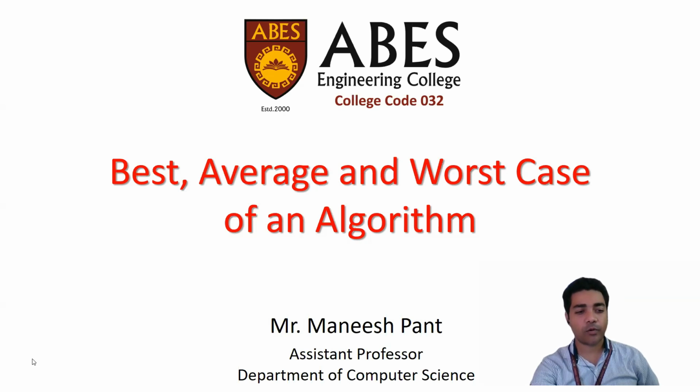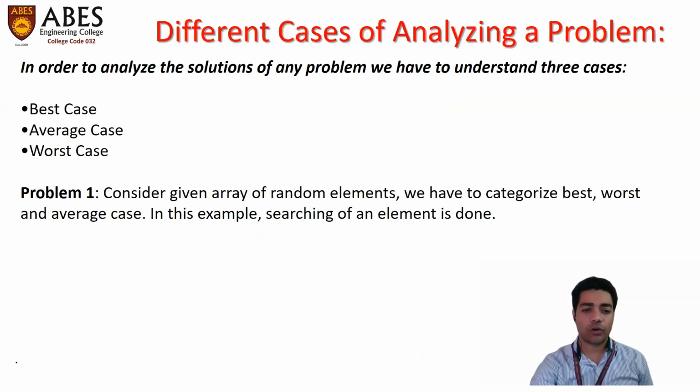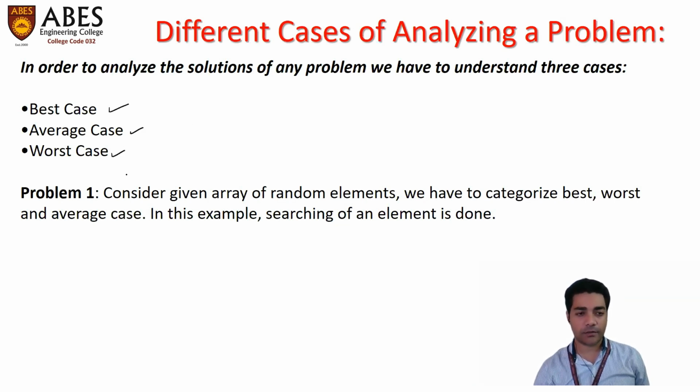In this lecture, I'm going to discuss what the best case, average case, and worst case are in an algorithm. So let me jump into this. To analyze the solution of any problem, we have to understand three cases: best case, average case, and worst case. To understand these cases, we have considered a problem. Consider a given array of random elements. We have to categorize the best, worst, and average case.